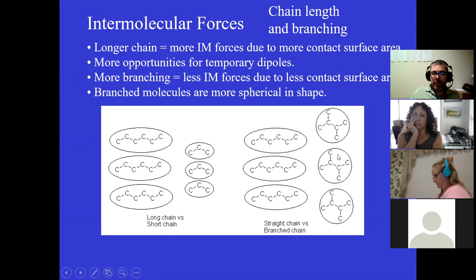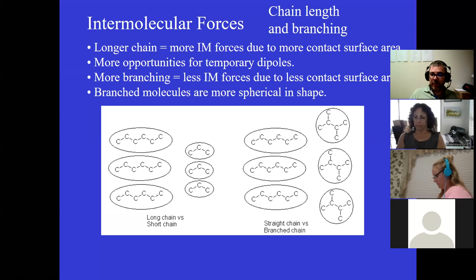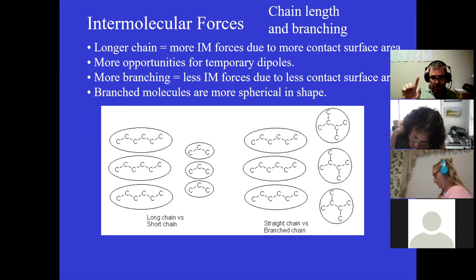The way I want you to think about this is that the straight chain is kind of like cigars in a box, and there's a lot of surface contact between the cigars. Whereas branch chain is kind of like spheres in a box, and you're not going to have as much surface contact between the spheres. Don't panic. I'll show you what these look like as structures soon. I just want you to get the concepts here. I'll put it all in a nice little bow in a minute.